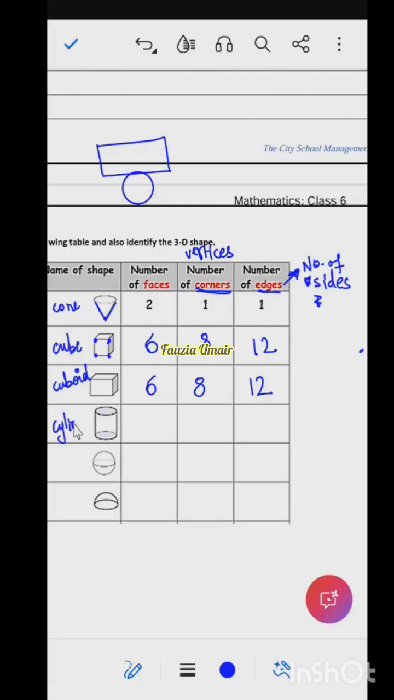This is interesting now. Cylinder is having 2 faces, no, not 2. One is on the top, one is on the bottom, and one is the sheet which is wrapped around. So there are 3 faces. Right? So how many corners? They're just circles on all the sides. There is no corner, no pointy shape. So now how many sides or edges?